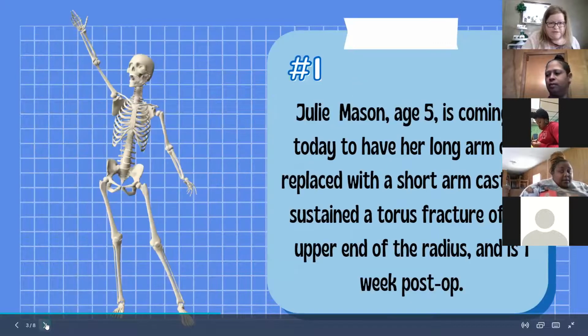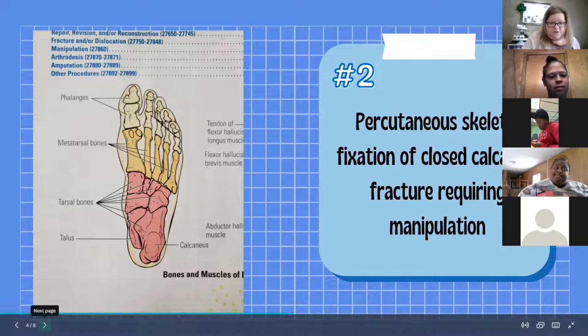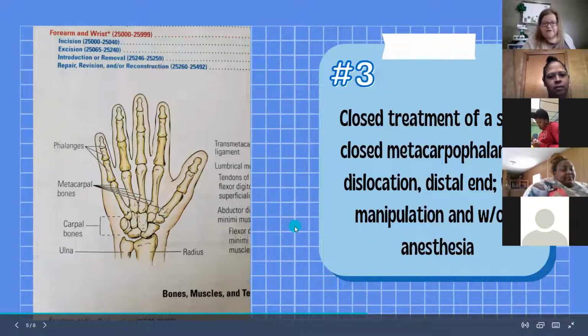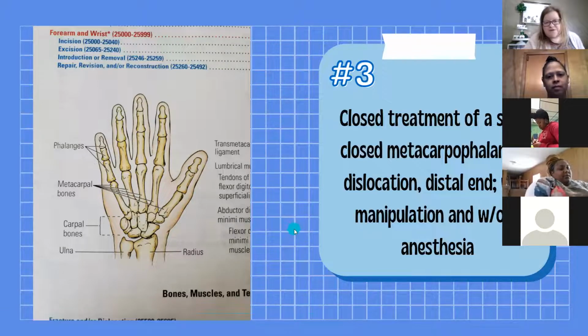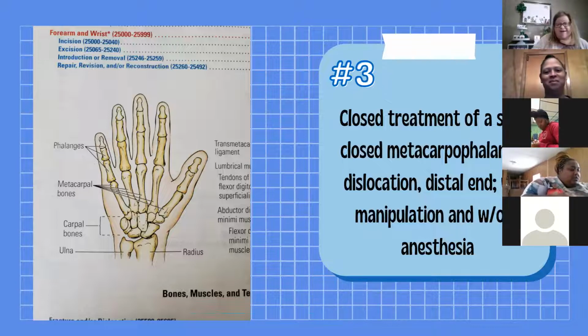All right. Number 3. Closed treatment of a single closed metacarpophalangeal dislocation, distal end with manipulation and without anesthesia. No, thank you. Number 1, no, thank you. I'll pass on that. Hard pass.